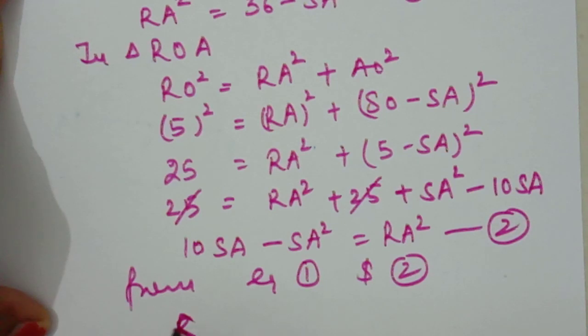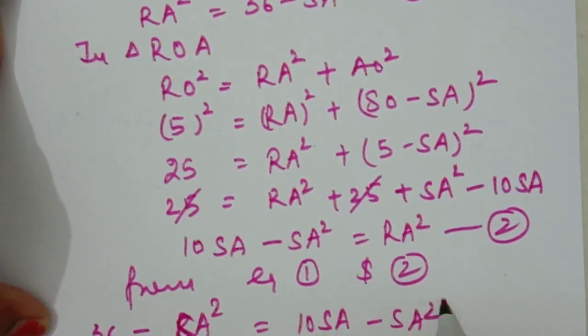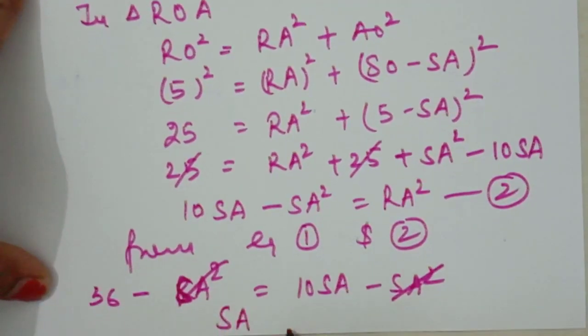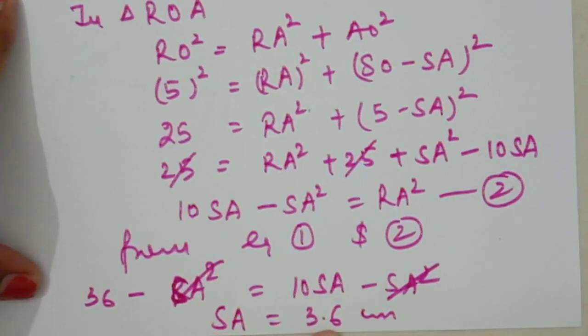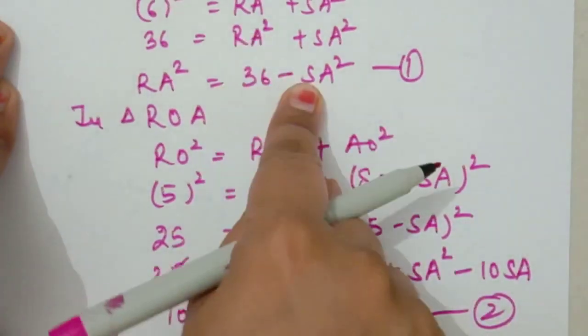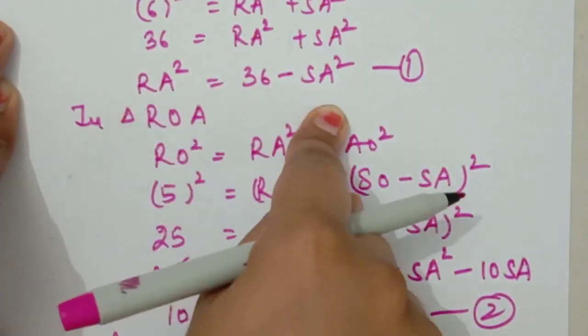36 minus SA square is equal to 10SA minus SA square. So SA square cancels with SA square. The value of SA is equal to 3.6 centimeter. If the value of SA is 3.6, we will put the value of SA here and find the value of RA square.